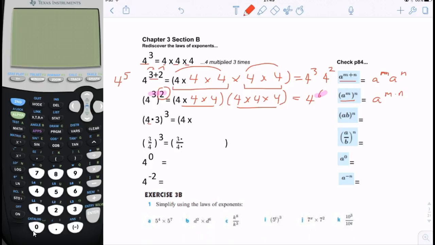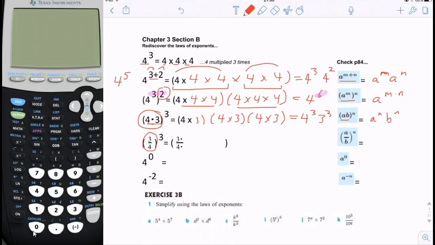Next one. 4 times 3 quantity cubed is 4 times 3 times 4 times 3 times 4 times 3. You have 4 times 3 multiplied times itself 3 times, okay? Which is equal to 4 cubed times 3 cubed, right? So ab to the n is equal to a to the n times b to the n.